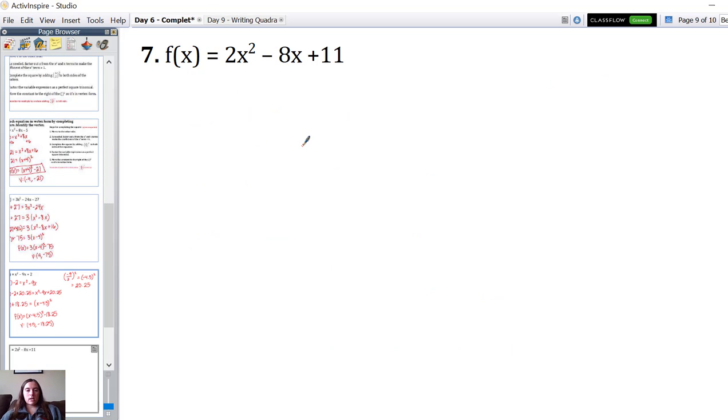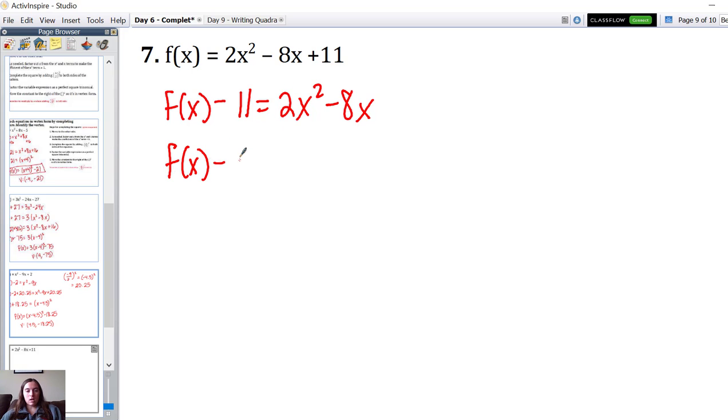f of x equals 2x squared minus 8x plus 11. Step 1, move over your constant. f of x minus 11 equals 2x squared minus 8x. Step 2, factor out a if there is one besides 1. Here our a value is 2, so I'm going to factor 2 out of both of those expressions on the right. So we have 2 times x squared minus 4x.